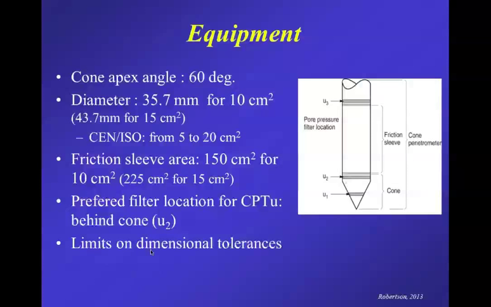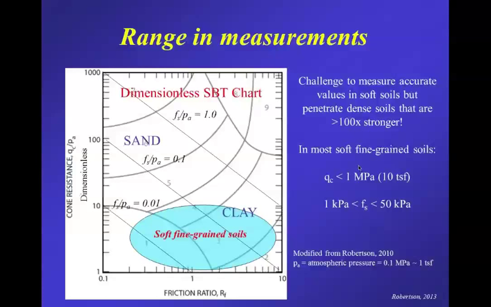And then on equipment, there are also limits on dimensional tolerances. Although these dimensions are given, of course cones will wear a little bit, and the manufacturing has some variability, so they give acceptable tolerances on the dimensions, which we'll talk a little bit about later.